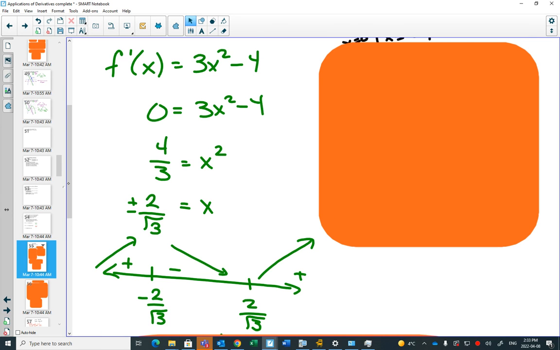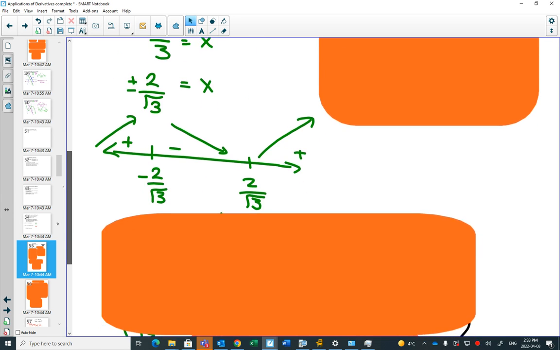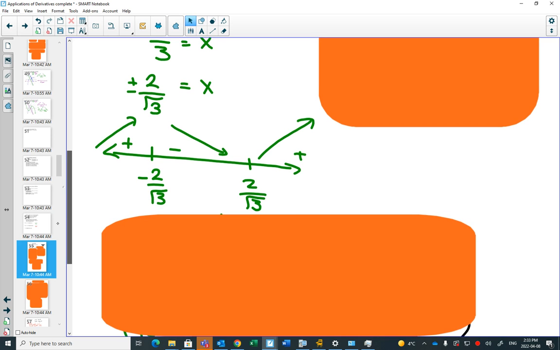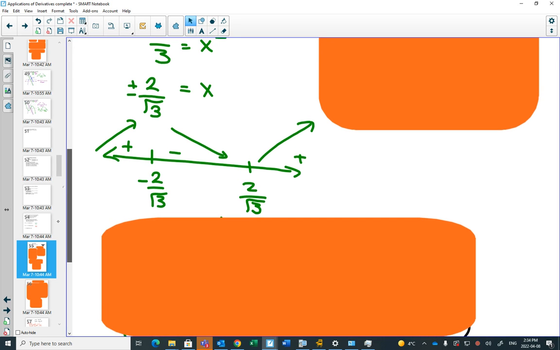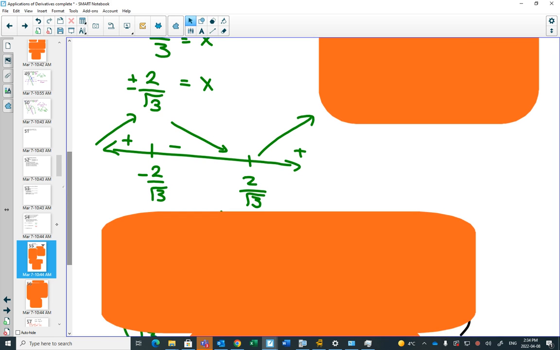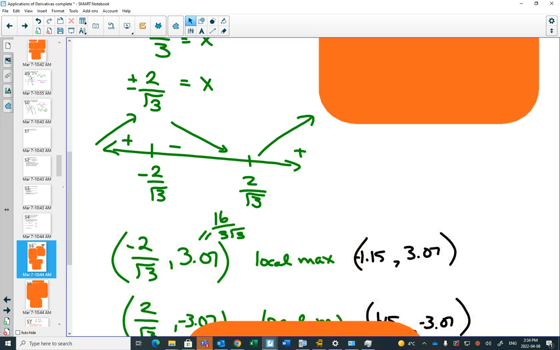Is it okay if I scroll down to here? Or is that too far? No response. That's okay? Or go up a little bit? You're good? So you could either type it into your calculator and get 3.07 and negative 3.07. If you did it in your head, you would get 16 over 3 root 3.